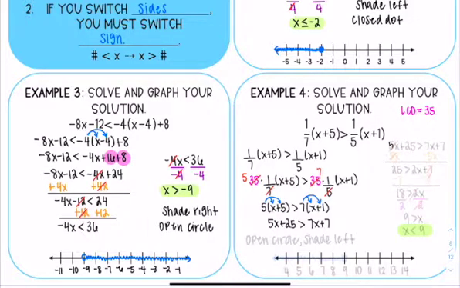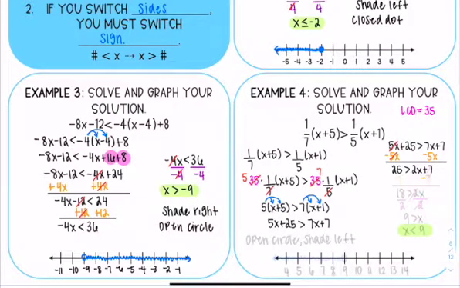Just going to rewrite this to the right. I am going to subtract 5x from both sides. And so it cancels on the left. And we have 25 is greater than 2x plus 7.